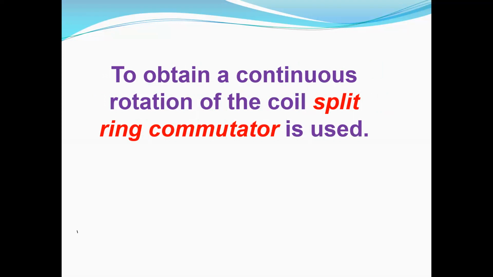Now to obtain a continuous rotation, for which I was showing you all the animations, to obtain a continuous motion of the rotation of the coil, split ring commutator is used. A very important concept. You have to copy it in inverted commas.